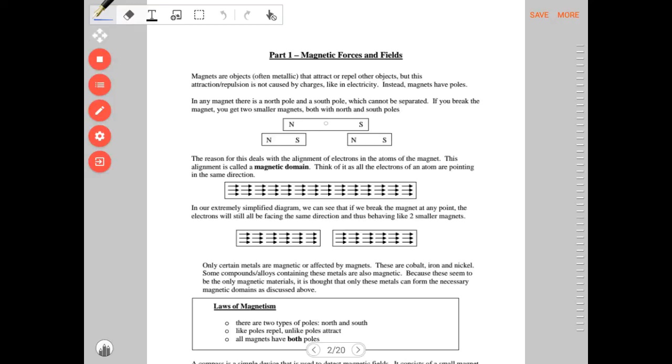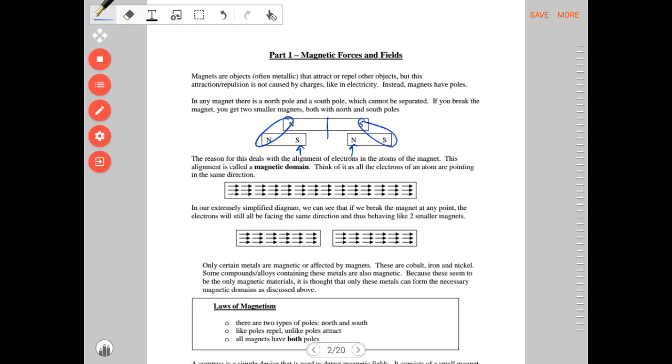So if we break this guy up, smack, well, we end up with two smaller magnets. The north pole stays the same, but then this smaller piece has the south pole there. The south pole stays the same, but oh look, this magnet has a north pole here. The reason for this deals with the alignment of electrons in the atoms of a magnet.